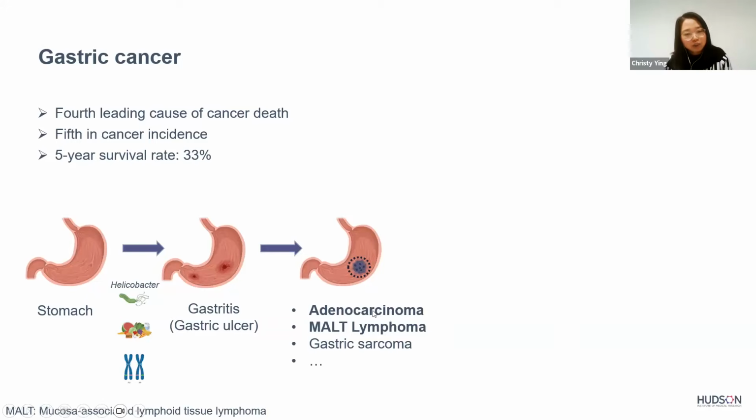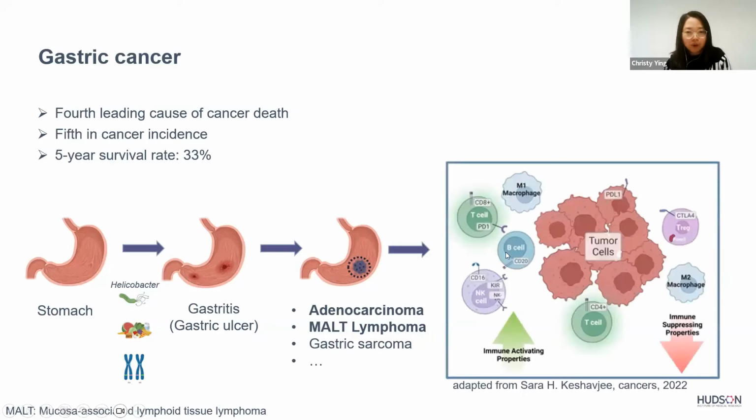There are several subtypes of gastric cancer. However, 80 to 90% of gastric cancers are adenocarcinoma, and some are mucosa-associated lymphoid tissue lymphoma, we call it MALT lymphoma for short, and we also have gastric sarcoma and other small, rare gastric cancers. So today I will mainly focus on the adenocarcinoma and the MALT lymphoma.